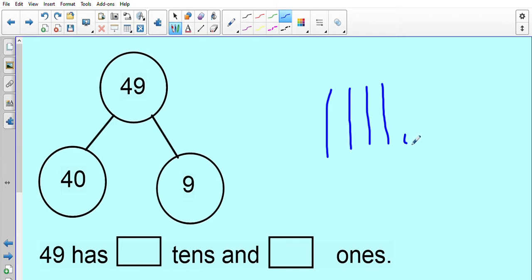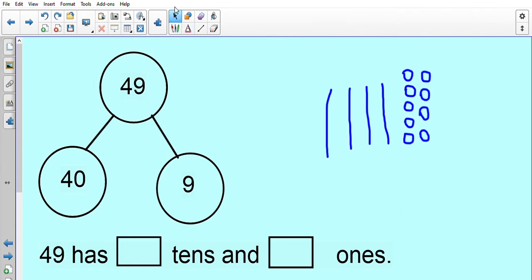So we've got 41, 42, 43, 44, 45, 46, 47, 48, 49. And then let's check to make sure that we've got 49 with our base 10. 10, 20, 30, 40, 41, 42, 43, 44, 45, 46, 47, 48, 49.